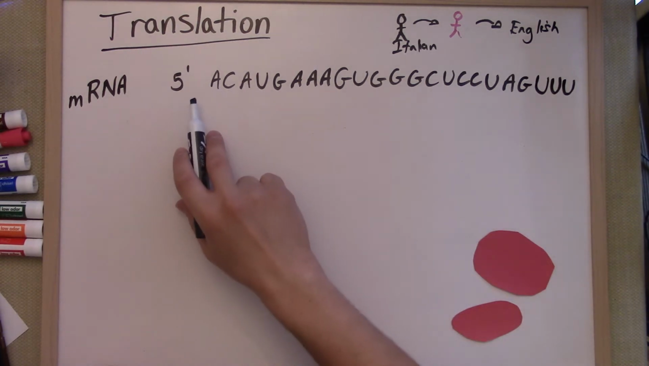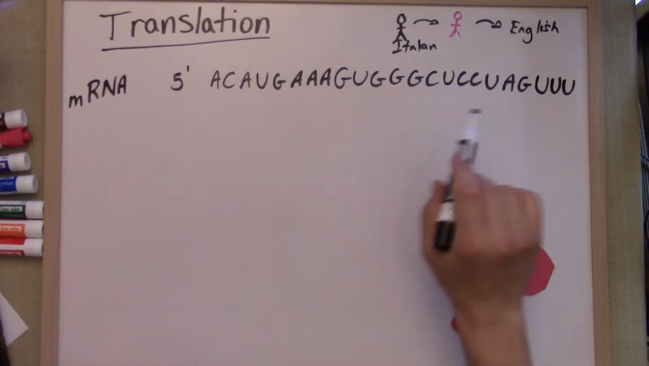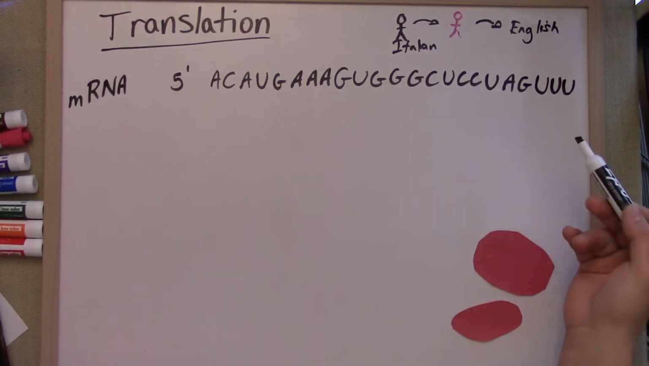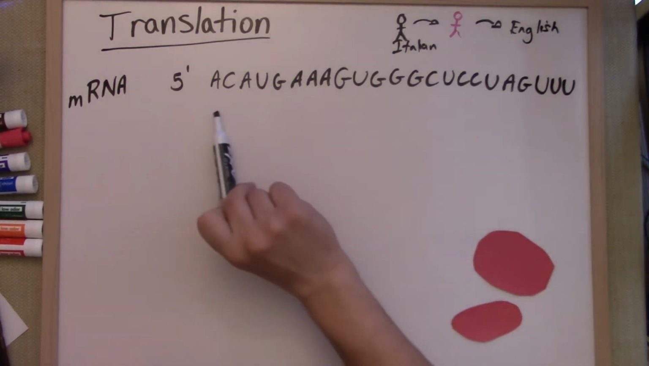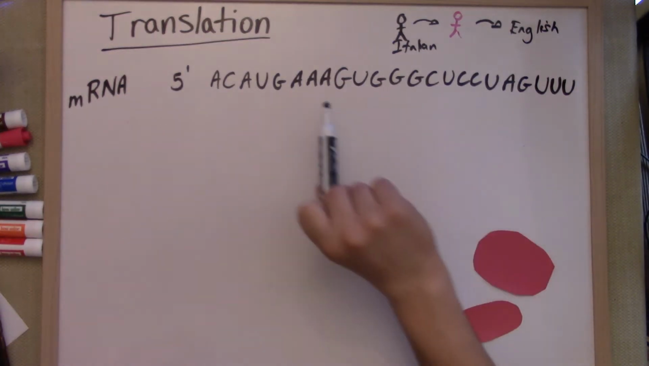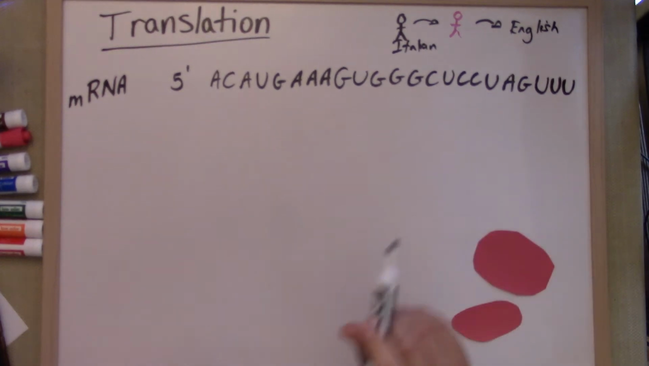I didn't show the modifications, but assume there's a 5' cap right there. It would just take up too much space and get in the way. There's a poly A tail right there. Again, it would take up too much space to get in the way. And I've removed all of the introns that I wanted to remove, and I've stitched together the exons. So this is now our ready-to-go mRNA.